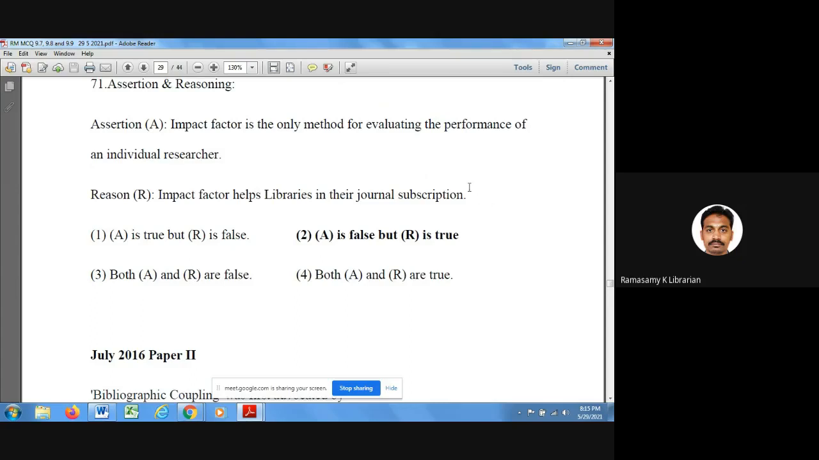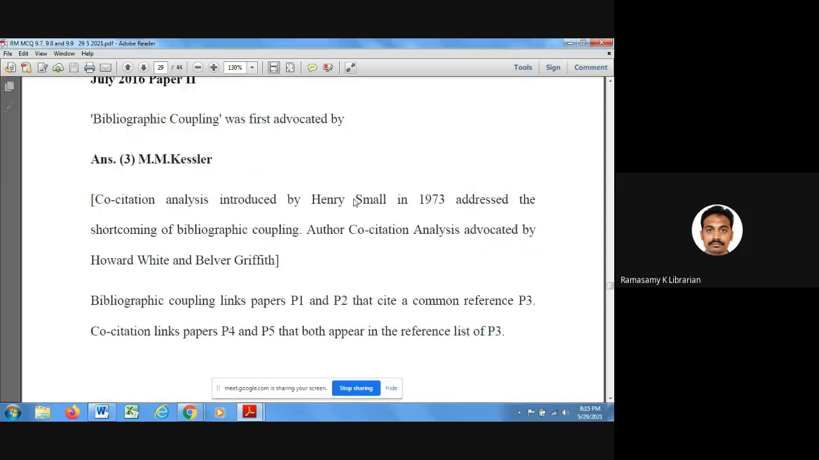This is true because whenever you want to purchase or subscribe to some journals, you will see the journals having a high impact factor, because these journals are the most influential journals. So you will be subscribing only to these journals. Okay, fine. Then bibliography coupling was first advocated by? Who advocated the concept of bibliography coupling? M. Kessler. Co-citation analysis was introduced by Henry Small in 1973.